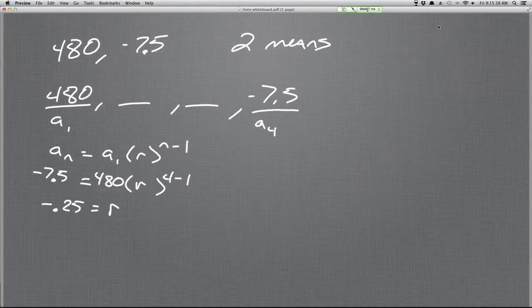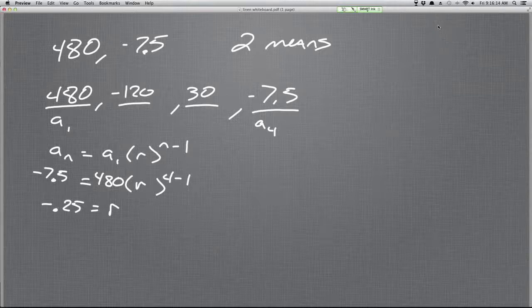Once I know what r is, what do I do to find my two means? Start with 480 and multiply by negative 0.25. 480 times negative 0.25 gives me negative 120. Then multiply by negative 0.25. That gives me 30. Now, what can I do to make sure I did it right? Do it again. So times negative 0.25, and what should I get? Negative 7.5, and I do. So that gives me what I want.